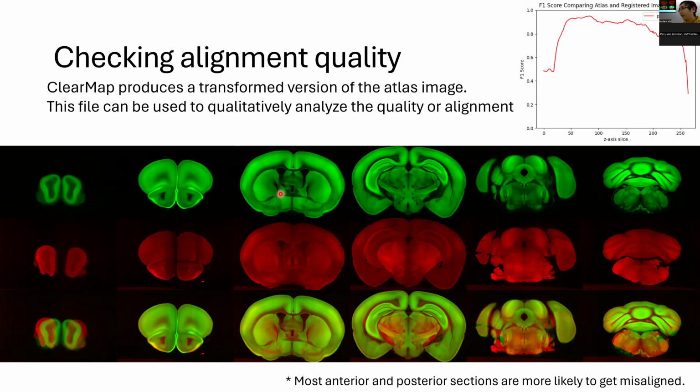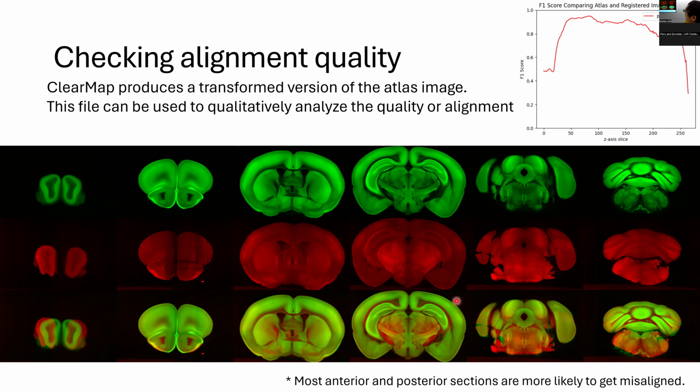So these two have already gone through this alignment process. So in an ideal world, these two should align perfectly to each other. The trace here is what we use as a metric. We have this F1 score, how well these two images align to each other.